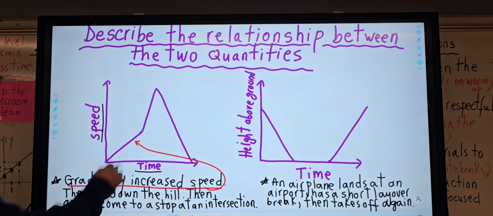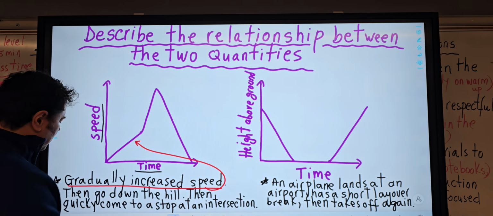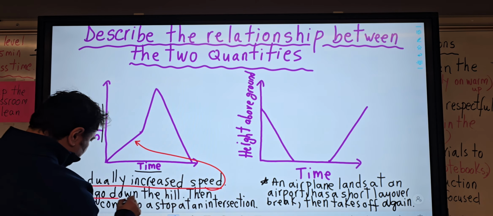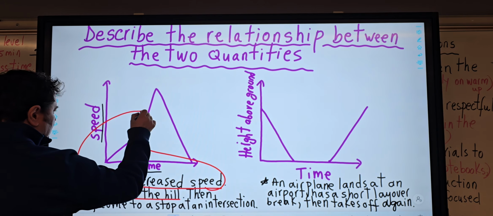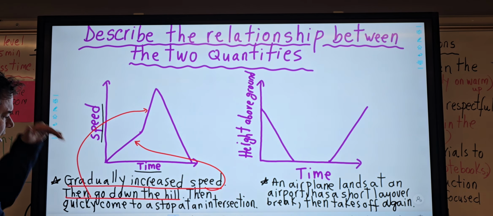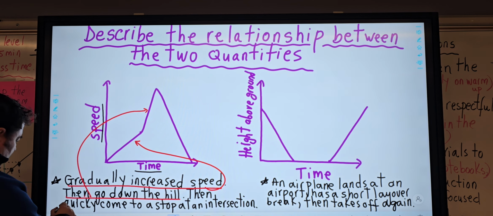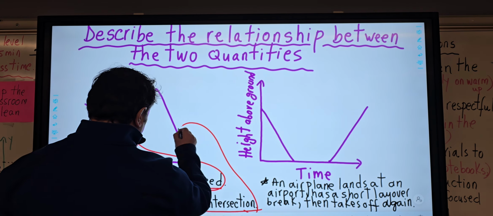Then go down the hill. From here to here, the speed, as you see, goes faster, right? Then go down the hill. This would be right here. And finally, it quickly comes to a stop at an intersection. Quickly come to a stop at an intersection, and this would be right here.